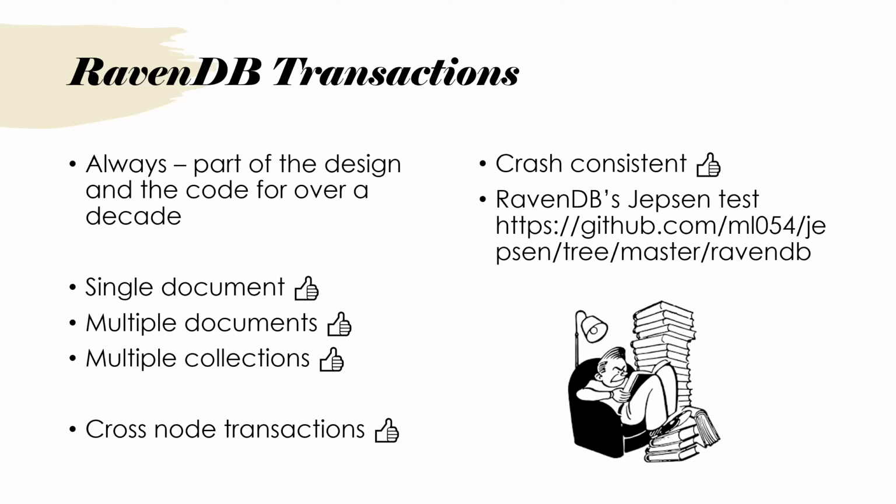I think that being able to do cross-node transactions, which is now what we call cluster-wide transactions, is something that shipped in 2.0. So call it 2012. And that has been just the way it is. RavenDB has been crash consistent by design and mostly by implementation as well. And you can see there is the Jepsen test that we wrote to test RavenDB itself, and everything works. That's how it should be.